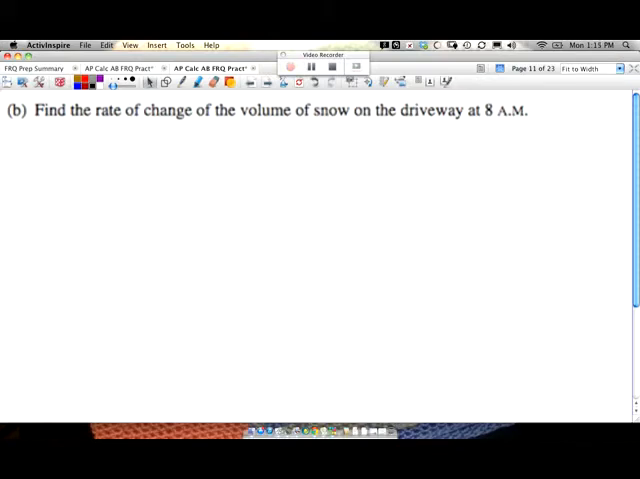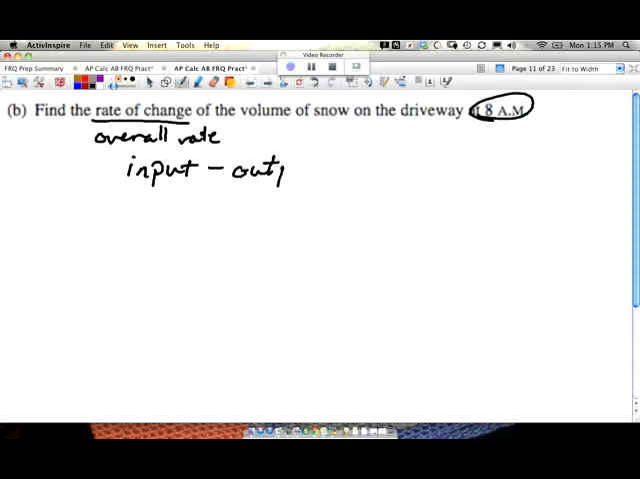Find the rate of change of the volume of snow on the driveway at 8 a.m. Okay, so the rate of change. This is talking about our overall rate. And at 8 a.m. Okay, that's interesting. So we got to see what's happening there. That's going to be the input minus the outputs.